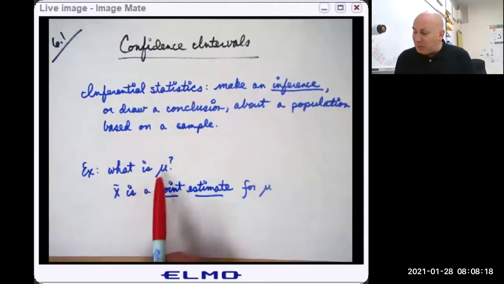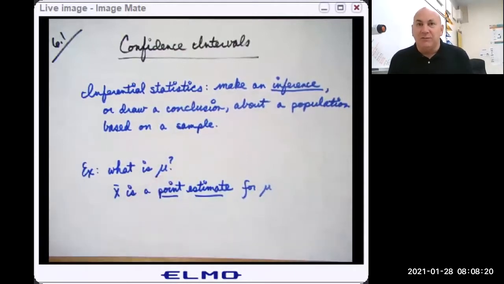So for an example, I want to know what mu is. I want to know what the population mean is. Well, if I take a sample and I get X bar, that X bar is what we call a point estimate of mu. It's an estimate. It may be good or it may be bad, but it's 1 point.